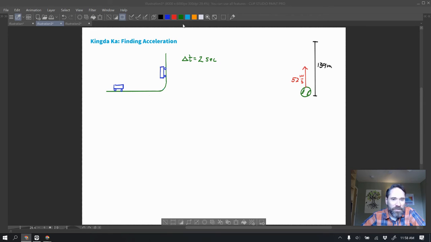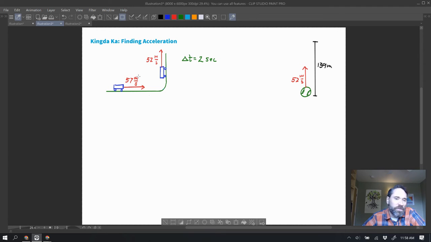So I have my cart in two different positions in time, 2 seconds apart from each other. Starting off at the bottom, we've got this car that has a starting velocity. It was launched, and its velocity along the track is 57 meters per second after the launch. But as it moves along the track, it eventually comes to this point where it is heading straight up, and it ends up going upwards at 52 meters per second.